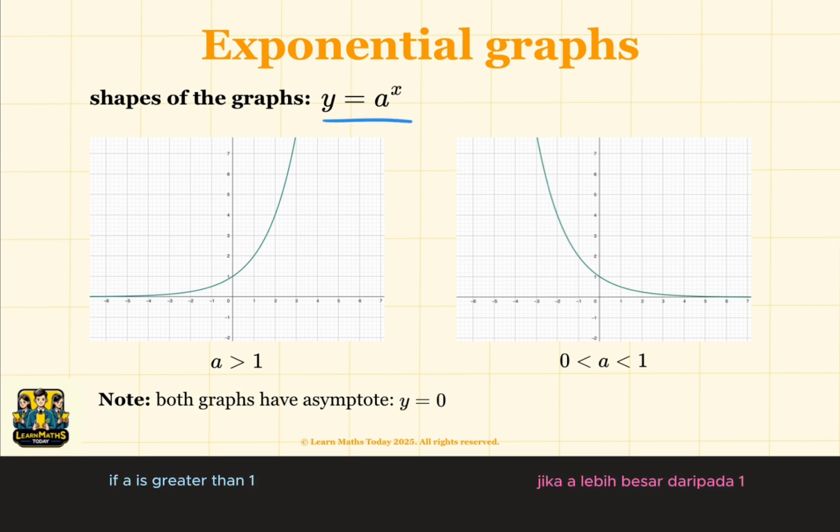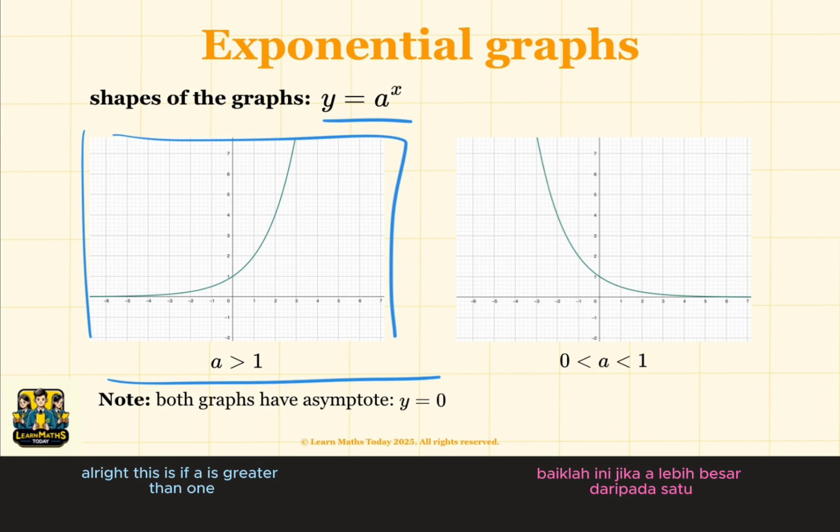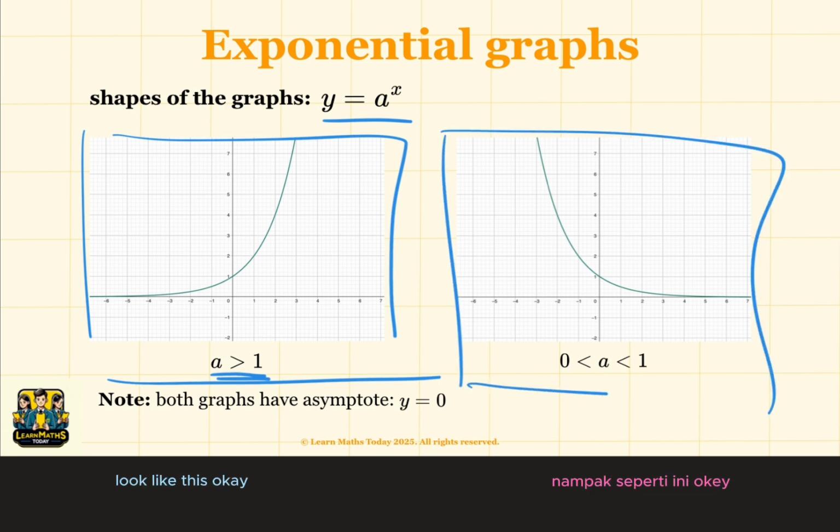If a is greater than 1, then your graph will look like this on the left-hand side here. Right? This is if a is greater than 1. If a is between 1 and 0, then the graph will actually look like this. Okay? Now, a cannot be negative, okay?